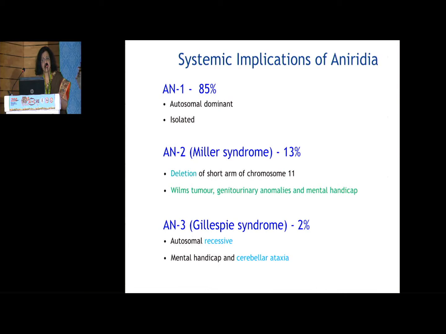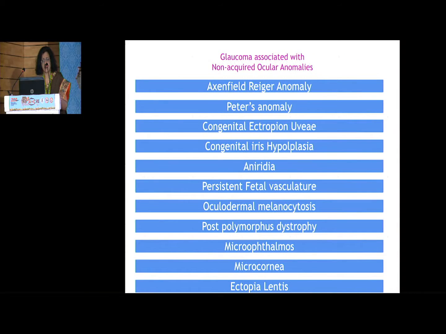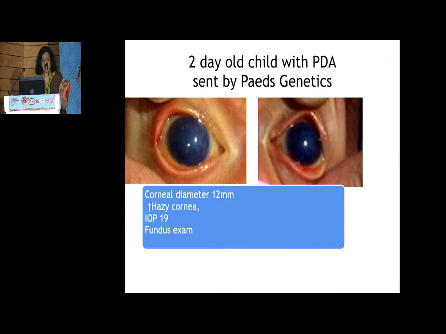There can be 3 types of aniridia, those which are autosomal dominant, which are the majority, where this is an isolated condition. In Miller's syndrome, they can very often be Wilms tumors or genitourinary anomalies or a mental handicap. Or it could be the Gillespie syndrome, where it is an autosomal recessive inheritance, and these patients can have cerebellar ataxia in addition.